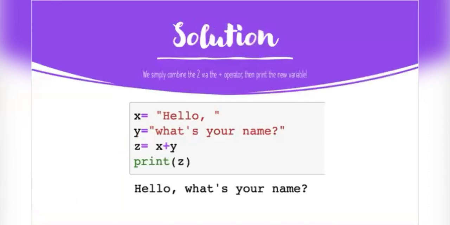You could also do the solution that I will do right now. As you can see, we can just simply write hello in quotations, add the plus, and then write the second quote. Or we can just do print x plus y. Both of those solutions will equal our desired output.